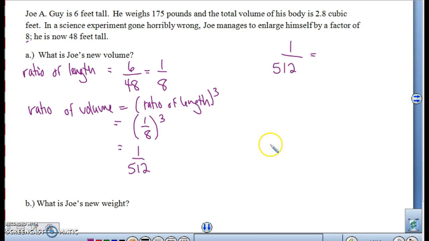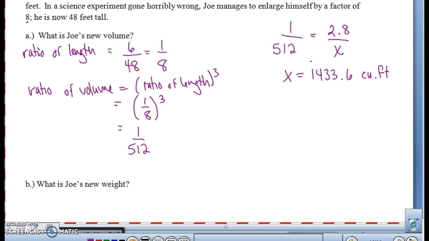what was his original body volume? Was 2.8 cubic feet. What's his new volume? We don't know. Old to new, old to new. Cross multiply. 512 times 2.8 is 1433.6 cubic feet, or feet cubed. So we just figured out what his new volume is when he increased his size by a factor of 8. It's going to cube what his volume was.